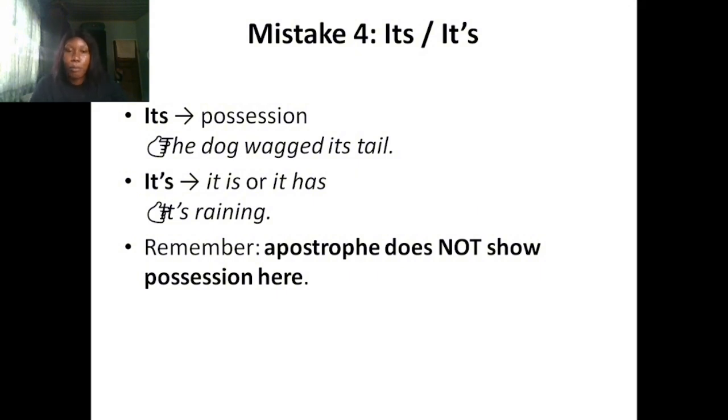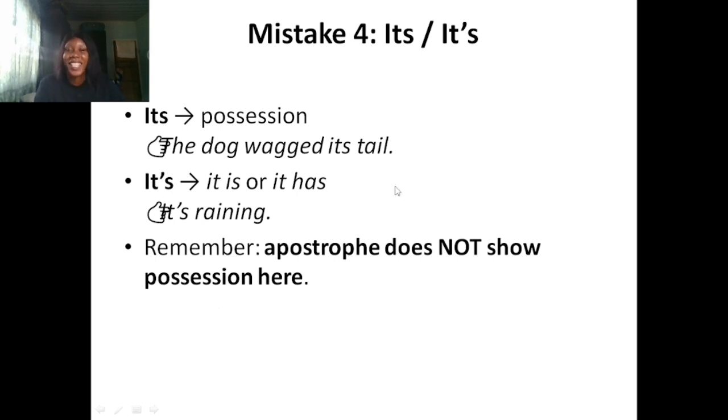Its without the apostrophe shows possession. The dog wagged its tail. Without the apostrophe, it shows possession. Correct. Now when it has an apostrophe, that is it's, it does not show possession. It's actually means it is or it has. You can use it as it's raining, or it's stopped, meaning it has stopped. Remember, apostrophe does not show possession in these pronouns.